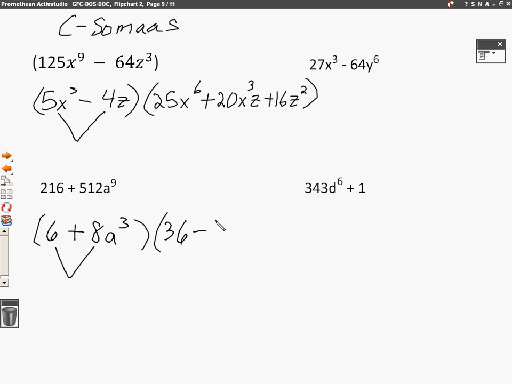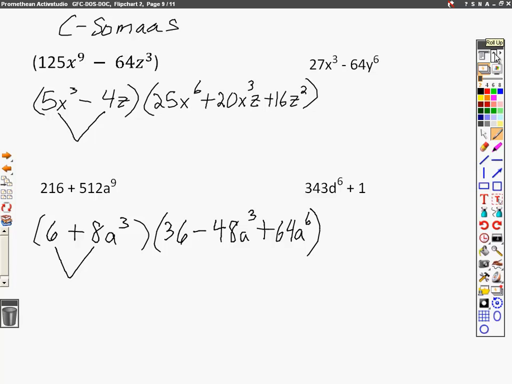8 times 6 is 48. Hopefully. My math is a little slow. 48a to the third. All right. Then I always add, and then I square the second one. 8 squared is 64. A squared, 3 times 2 is a to the 6. And I'm done. Okay? So that's C SOMAS for those two. Now, if you guys would try these other ones and see how you do, and then I'll write them on the board real quick.